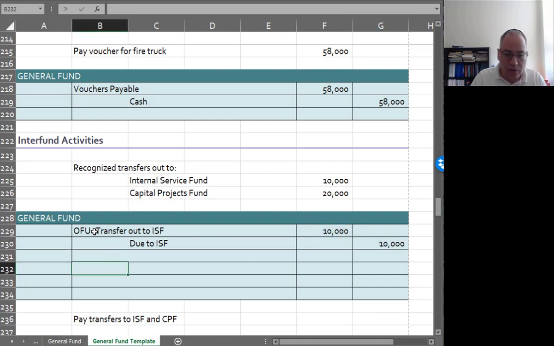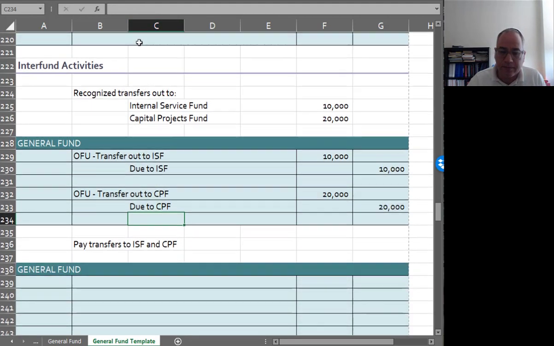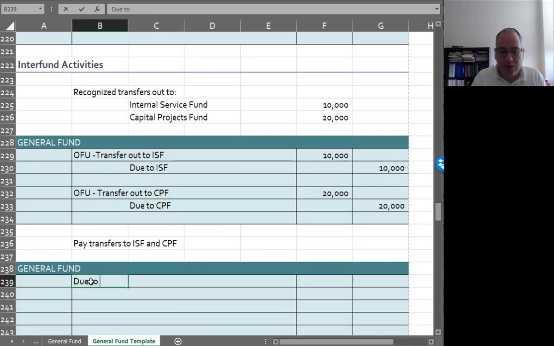And I'm also going to debit OFU, other financing uses, transfer out to Capital Projects Fund, CPF, $20,000. Credit due to CPF, Capital Projects Fund. There you go. Now I pay it. Debit due to ISF. This is really not hard. Credit cash.